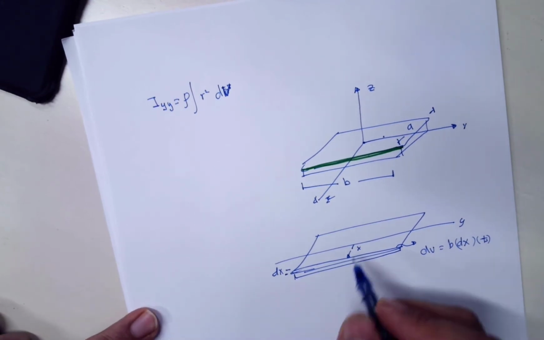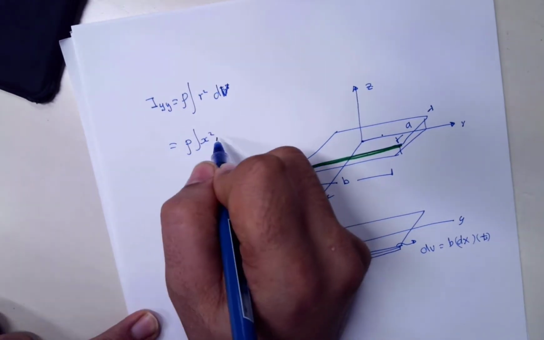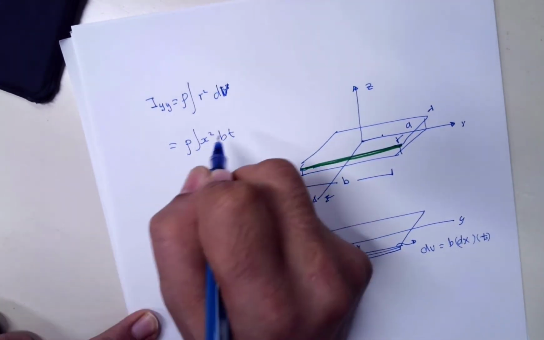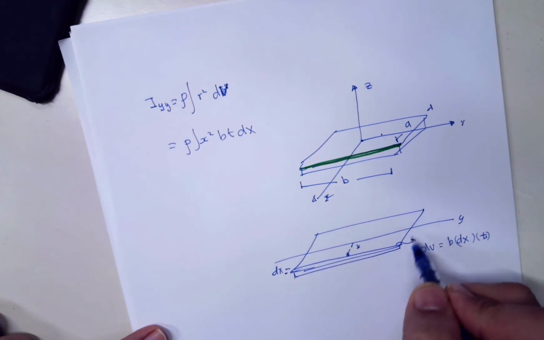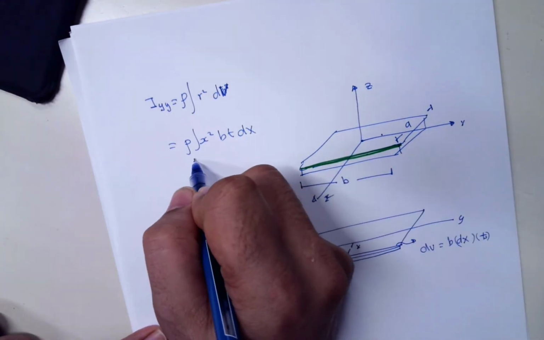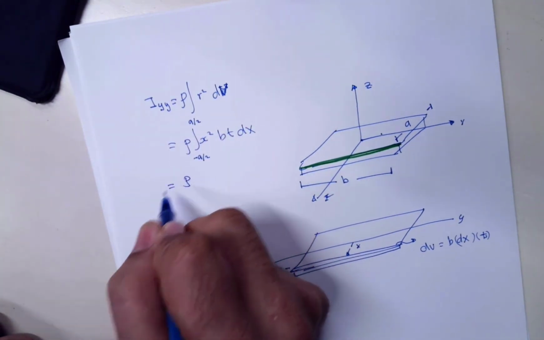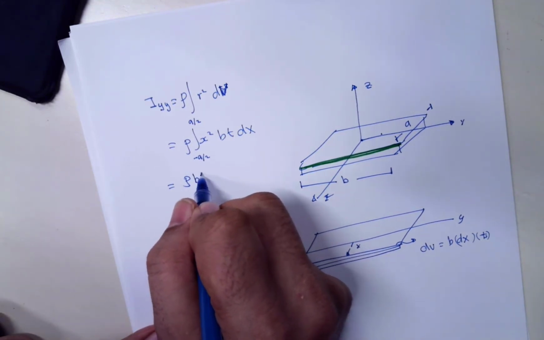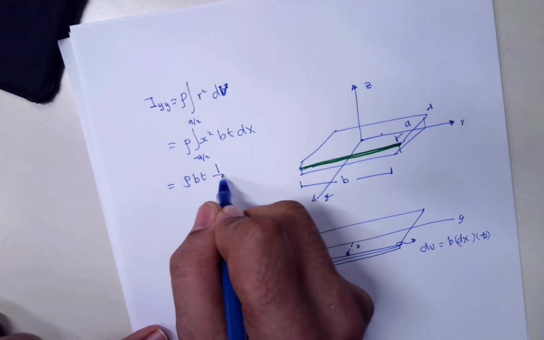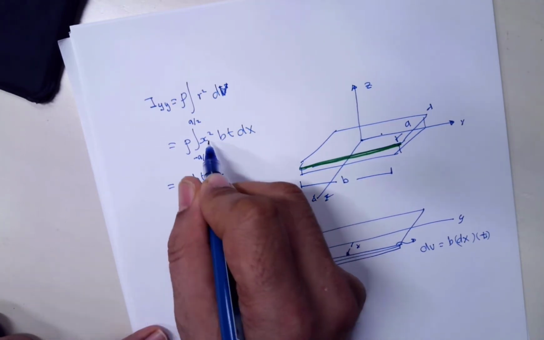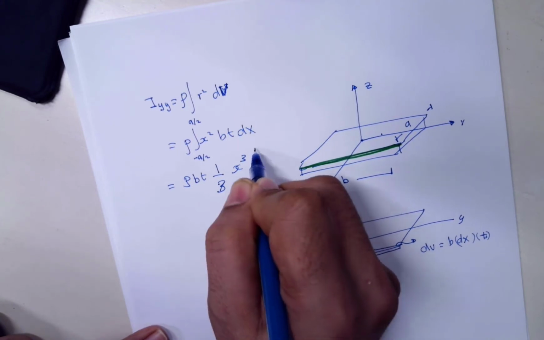Great. Now r is equal to x, and dv is b t dx, right? Now the integration is from here to here. The total is a, so this is from negative a over 2 until a over 2. So this is simply rho b t, an integration of x squared, which is 1 over 3 x to the power 3, from negative a over 2 to a over 2.